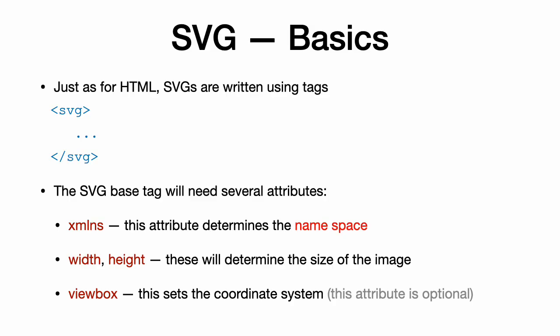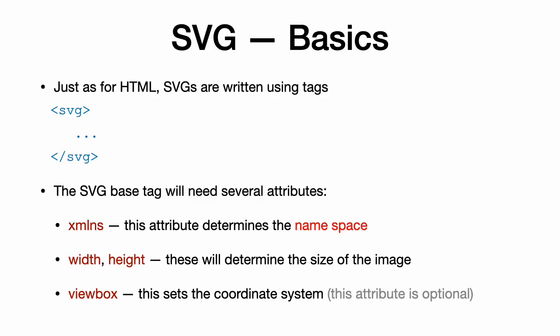SVG works quite similar in a way to HTML. It is written using tags. The basic tag is called SVG, and it is a paired tag. We open it and close it, and inside we give instructions for how to draw our vector graphic. The SVG base tag will need several attributes.